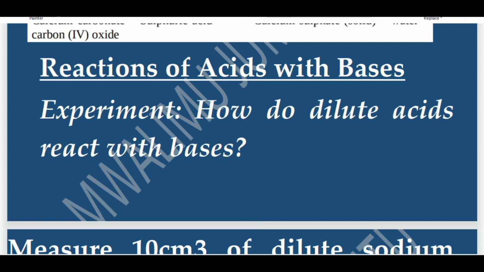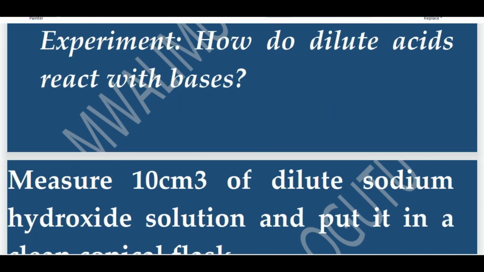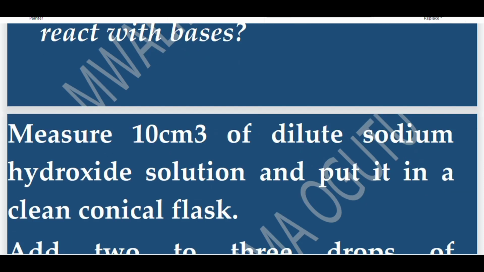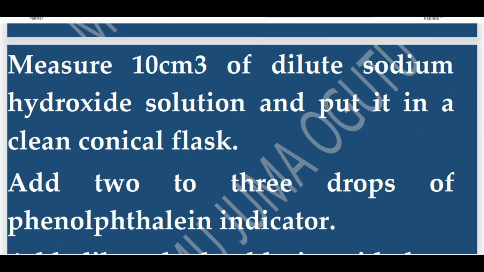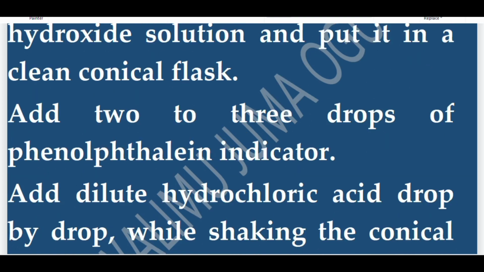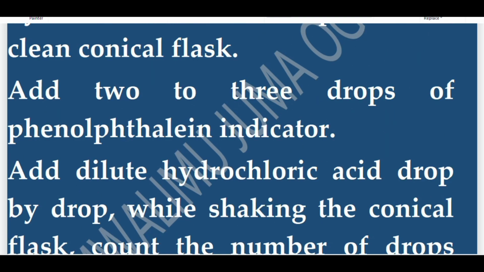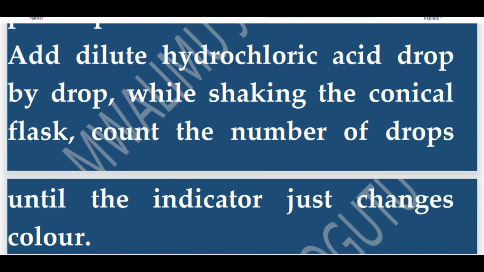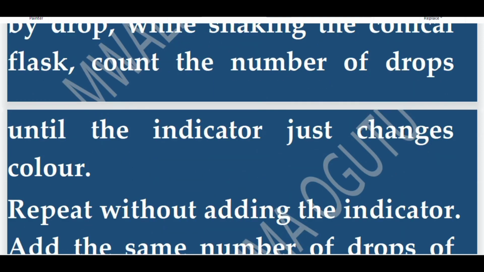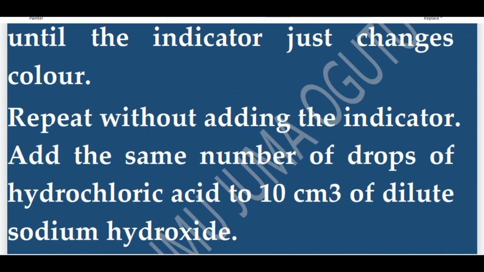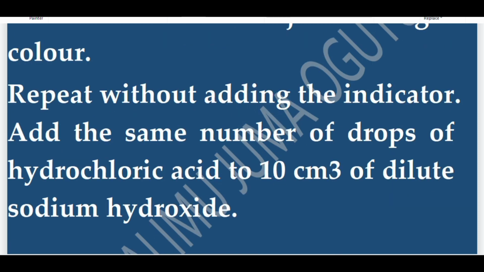Experiment: how do dilute acids react with bases? We have a procedure. We measure 10 cubic centimeters of dilute sodium hydroxide solution and put it in a clean conical flask. We add 2 to 3 drops of phenolphthalein indicator. Then we add dilute hydrochloric acid drop by drop while shaking the conical flask, and count the number of drops until the indicator just changes color. So we repeat without adding the indicator. We add the same number of drops of hydrochloric acid to 10 cubic centimeters of dilute sodium hydroxide.